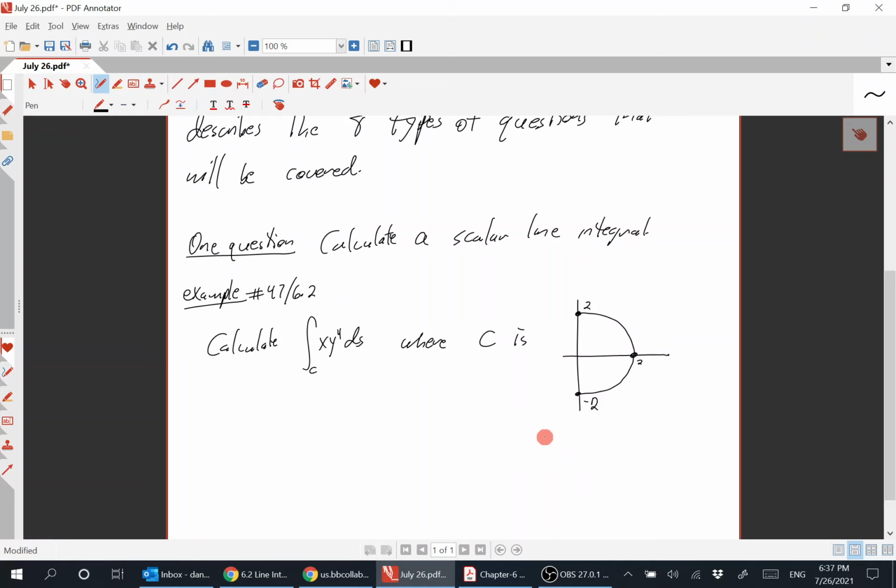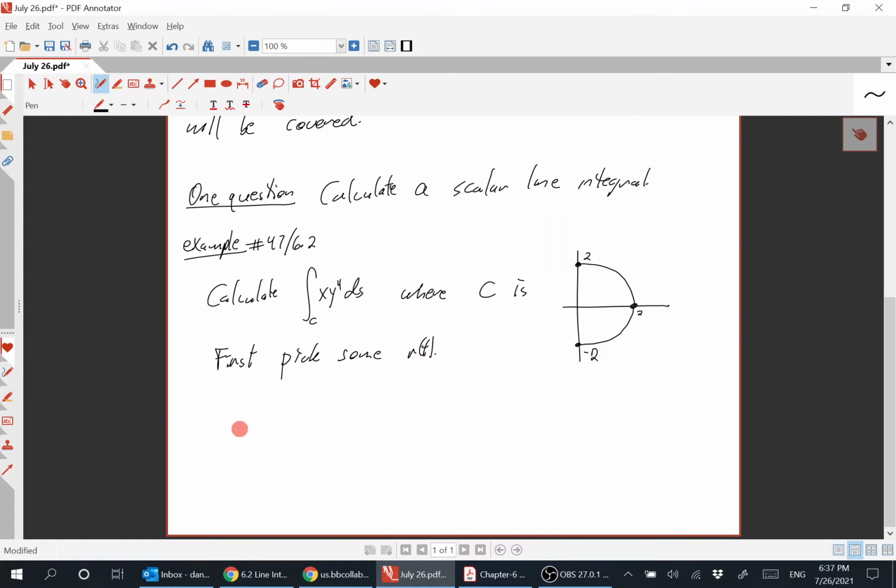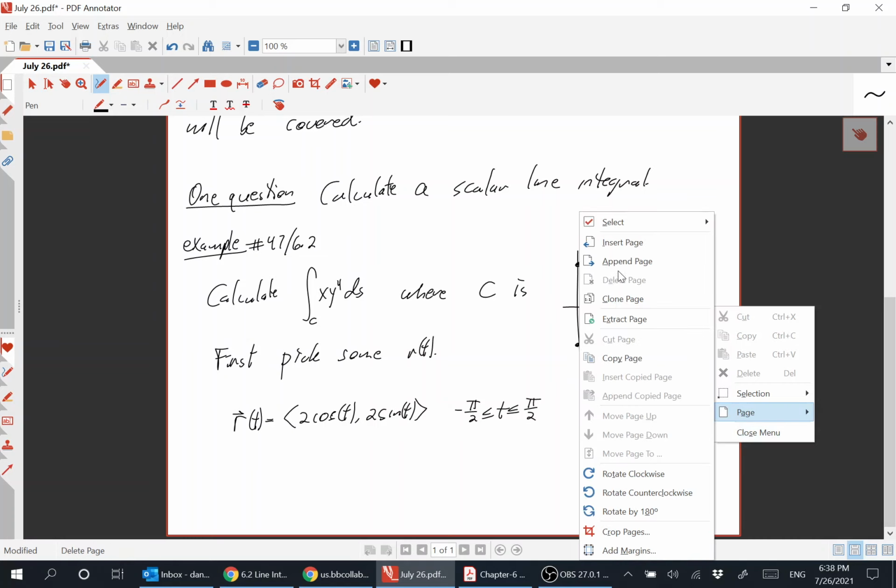Okay, so the first thing you need to do is pick some r of t. There's different ways to do the circle. For example, you could do r of t equal to 2 cosine t, comma 2 sine of t, essentially the definitions of sine and cosine, for minus pi over 2 less than or equal to t less than or equal to pi over 2. So that's one way you can do it. Let's take a look at that and see if that works out nicely.